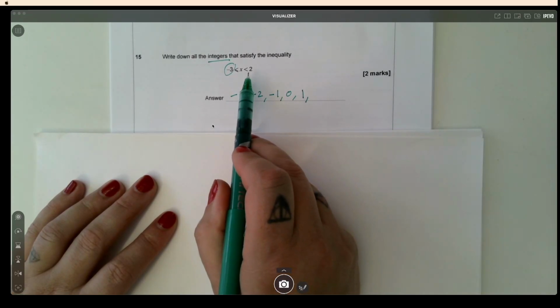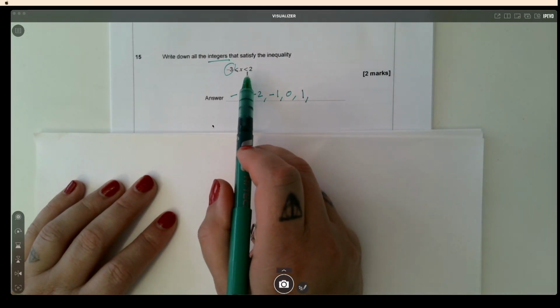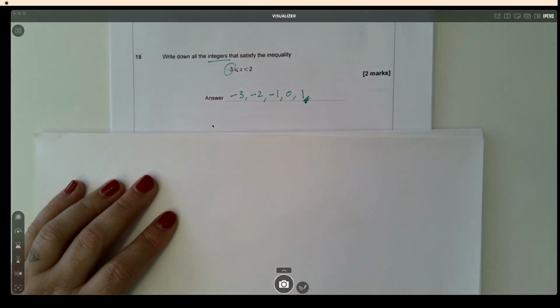Now before we include 2, we need to check the symbol. This is a less than symbol, not a less than or equal to, so we're not going to include 2 in the list of integers that satisfies the inequality.